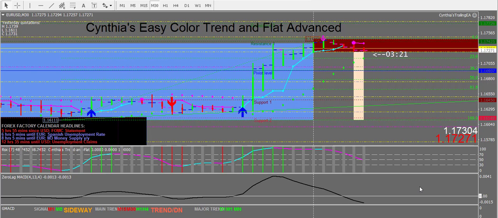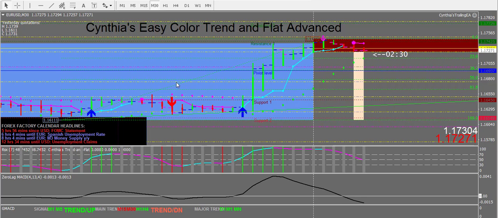And today we had an FOMC economic report. It happened almost 6 hours ago. Here's your Forex Factory calendar headline that gives you the news events ahead of time, plus it'll give you a pop-up alert 5 minutes before to warn you.